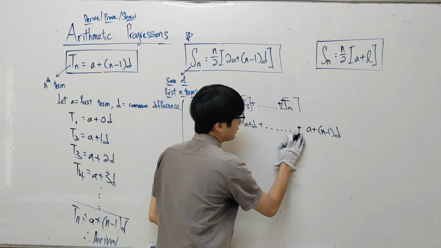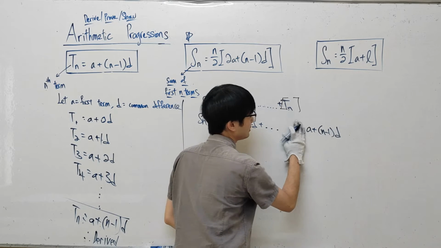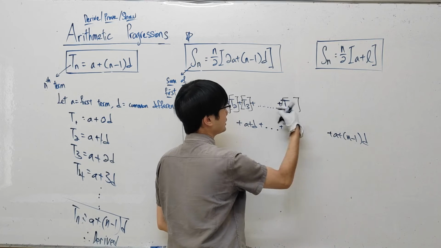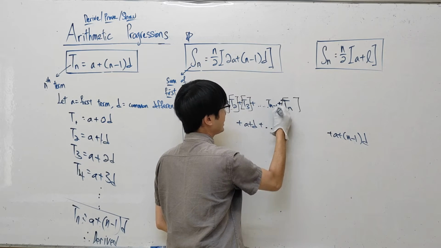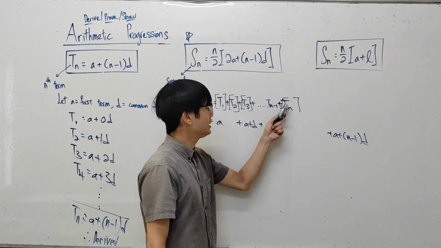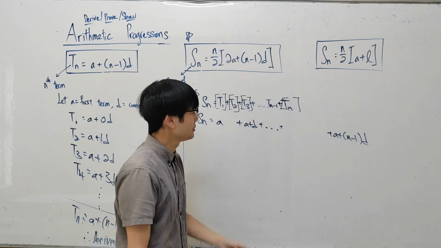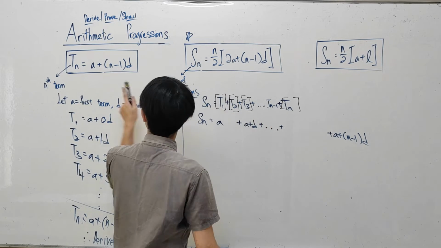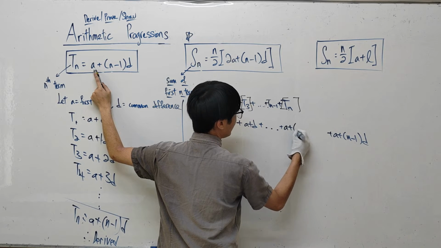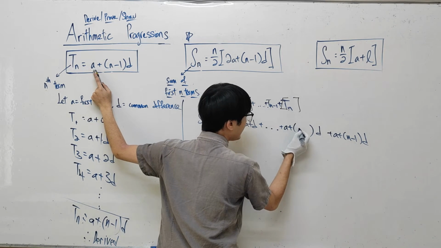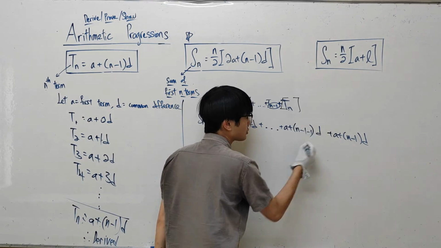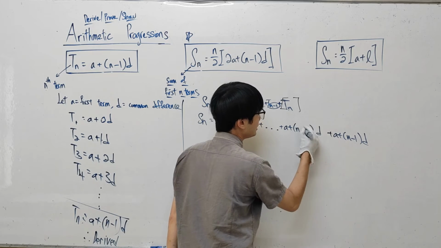But let's write one more term before the Tn, okay? So what is the term before the Tn? It will be Tn minus 1, right? So the term before will be Tn minus 1, okay? And when you use this formula, the Tn minus 1 will be a plus n minus 1d, right? But the n is n minus 1. So this thing will become n minus 1 minus 1, which is n minus 2d.